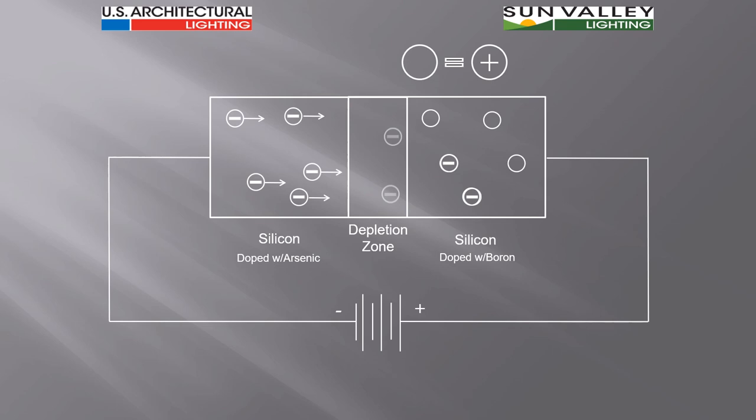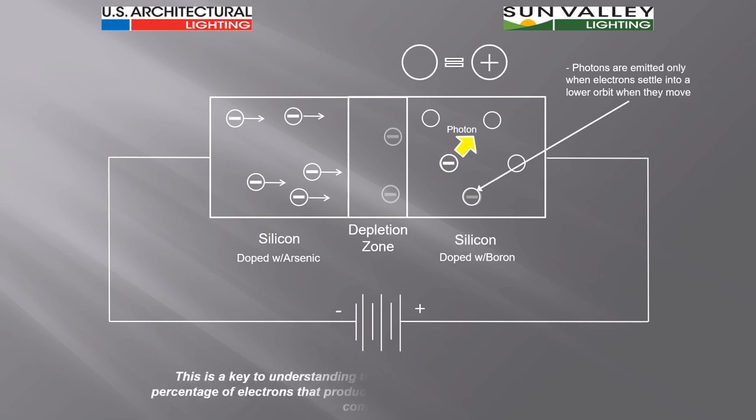But if they drop to a lower orbit in that atom, then they release that spent energy as a photon. And photons are emitted only when the electrons settle into a lower orbit when they move or when they conduct to a neighboring atom. And this is the key to understanding the efficacy of LEDs. The greater percentage of electrons that produce photons, the higher the efficacy of the component.